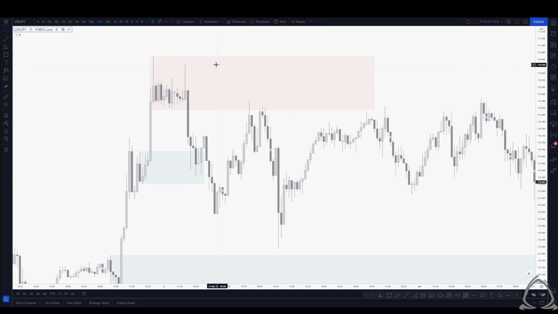But that being said, if we just do a really quick measurement of how much this zone really gets added onto, it's about roughly 2.5 pips. Is 2.5 pips really going to make or break your supply or demand zone? Not necessarily.